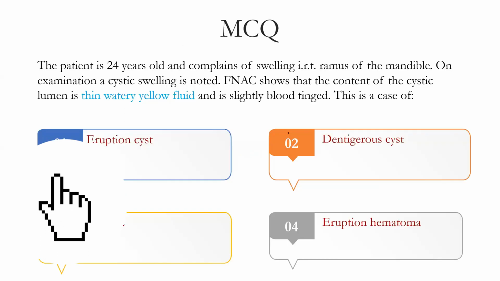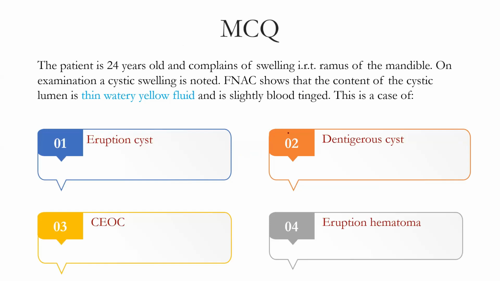All right. So let's answer an MCQ. A patient who is 24 years old comes to you and he says that there is a swelling on the mandible. And when you examine, you see that there is a swelling and it is cystic in nature, meaning soft and fluctuant. And when you aspirate, you can see that it consists of thin watery yellow fluid and it has few RBCs present. So this could be a case of which cyst?